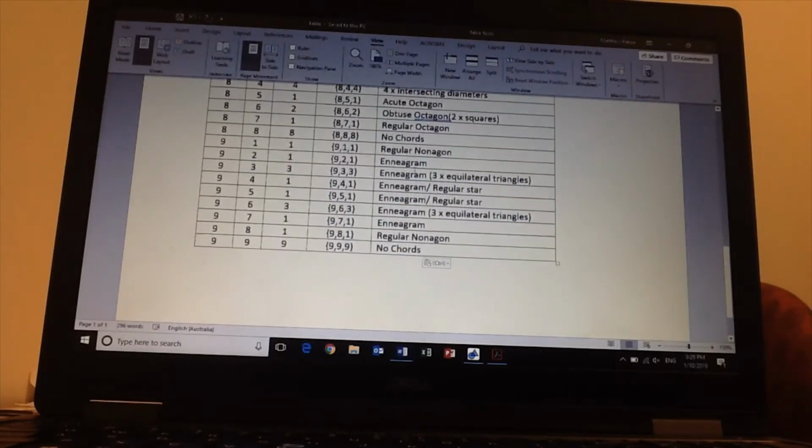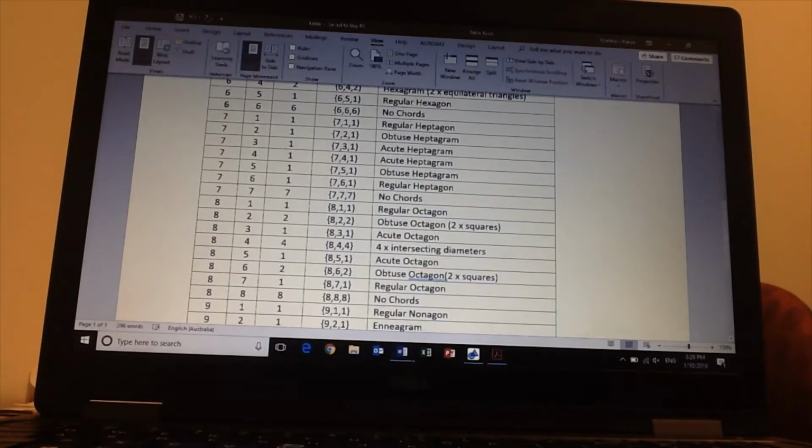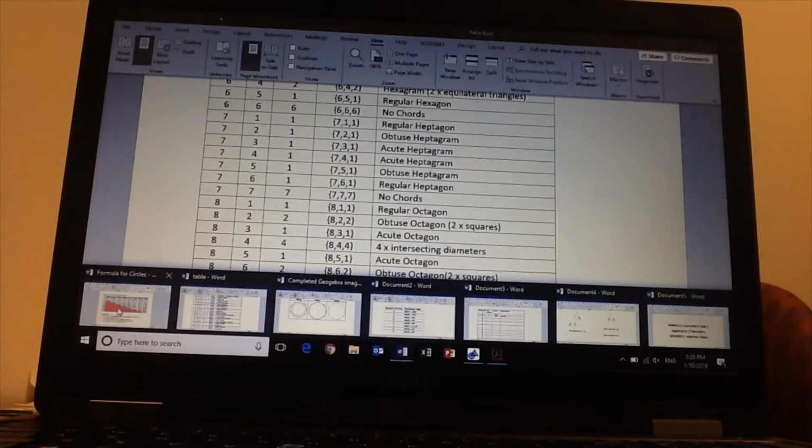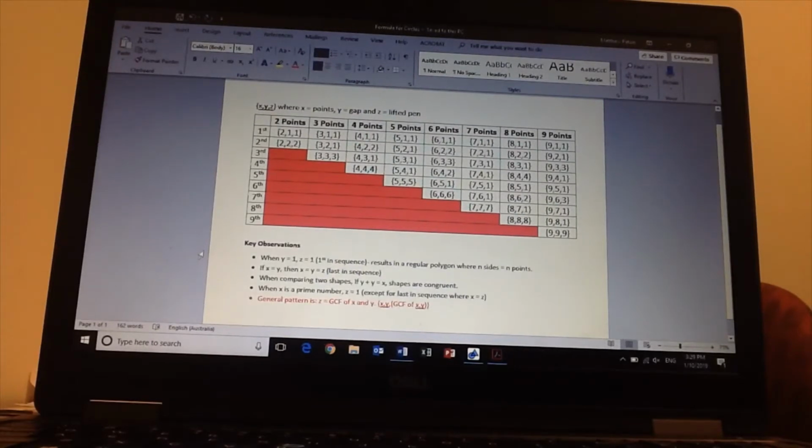no chords. From this point, I decided to have a closer look, and I made my table a little bit more succinct. As you can see here, we've got the arrangement at the top, where x is equal to the number of points on the circle, y is equal to the gaps that we're taking, and z is the amount of times we've lifted our pens. By arranging it this way, you start to see some patterns in the numbers, and down the bottom here I've got some key observations.